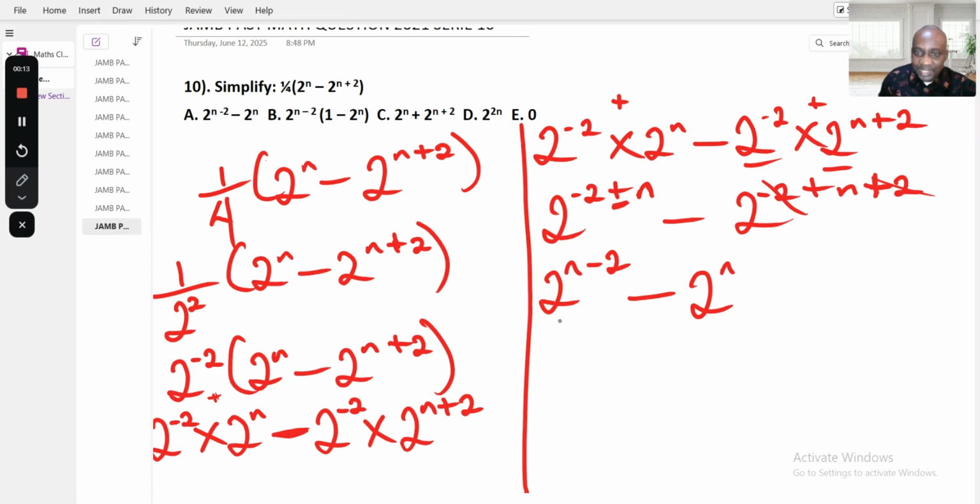Therefore, our final answer is what? 2 raised to the power n minus 2 minus 2n. Where do you see that? A. Our final answer is A. This is where I will stop for this part.